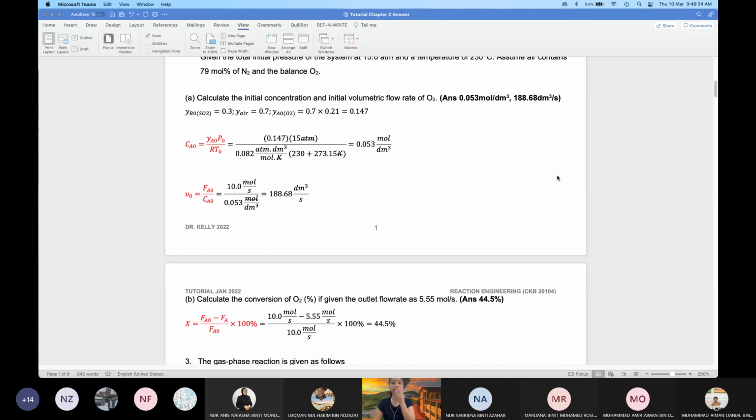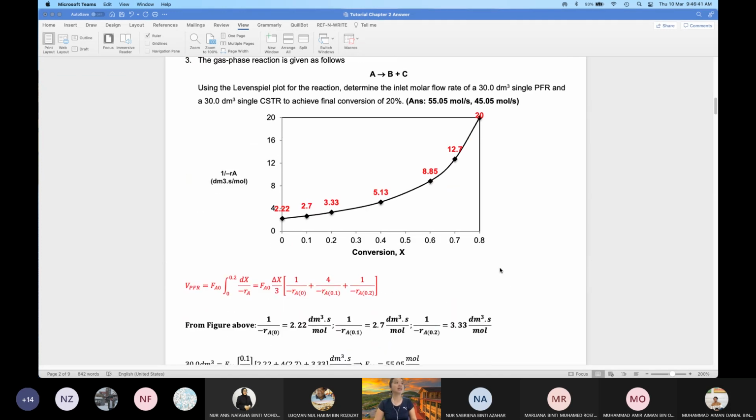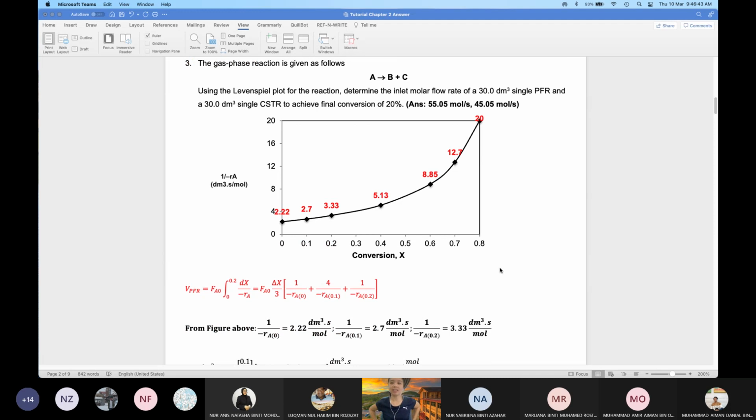Okay, alright. So done question 1, question 2. We will proceed to the next question. So next question ni dah on the design of the reactor. So question 1, question 2 is just introductory. Now we go to the question that touches on the Lorentz-Spear plot ataupun dengan table yang kita dah belajar how to find the volume. Okay, the question says the gas phase reaction.